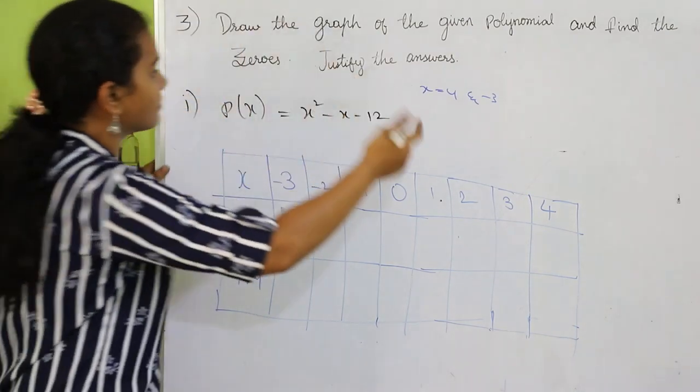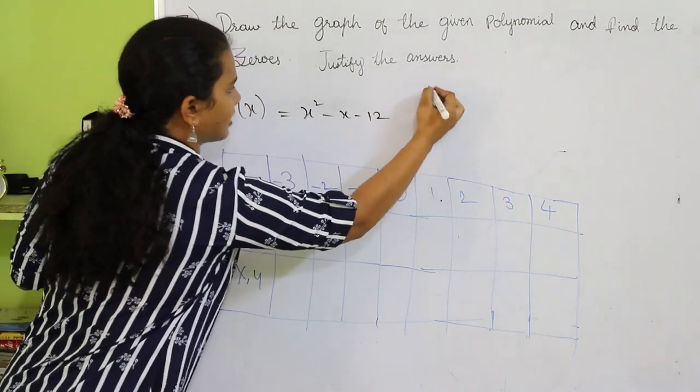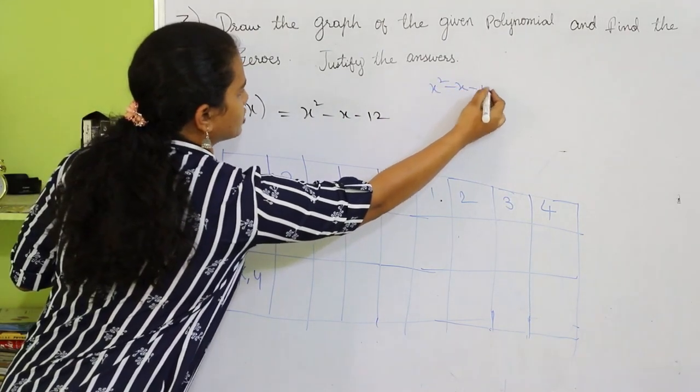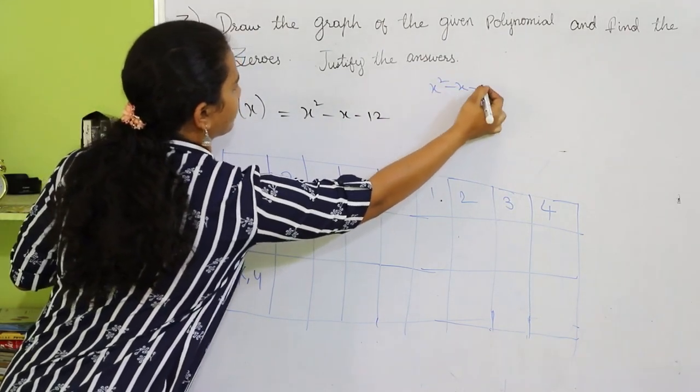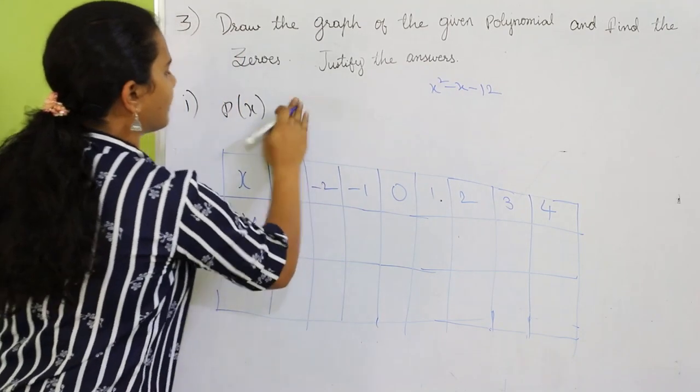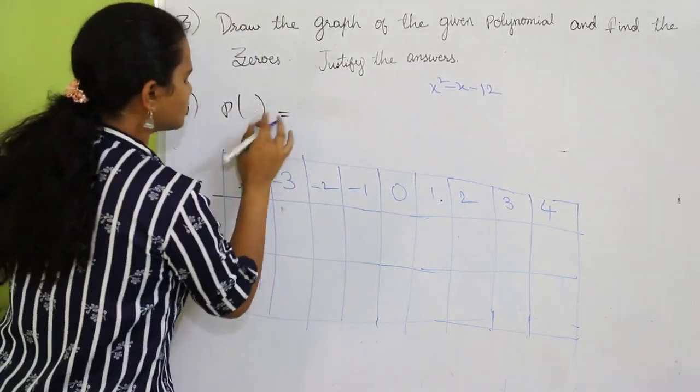So here the given polynomial is what? The given polynomial is x square minus x minus 12. So this is the given polynomial, right? So now what do you do? Instead of p of x, you place the value.